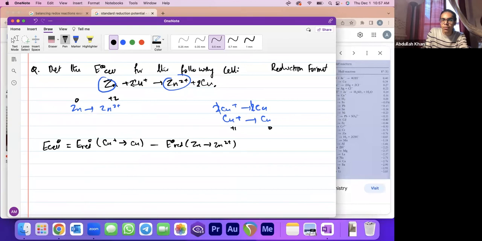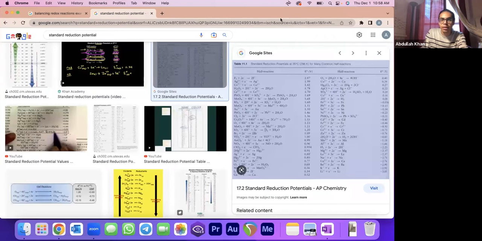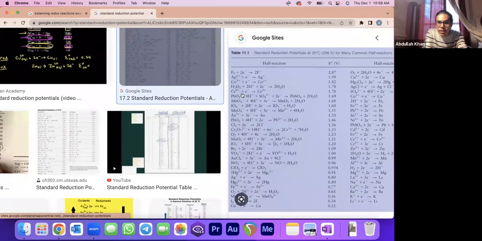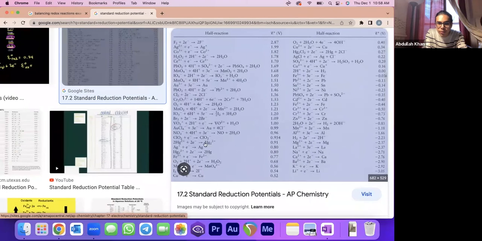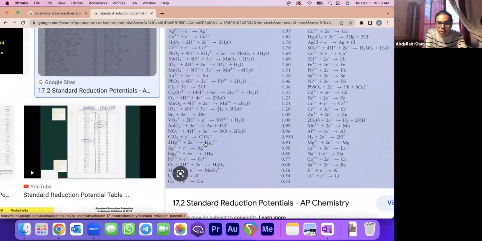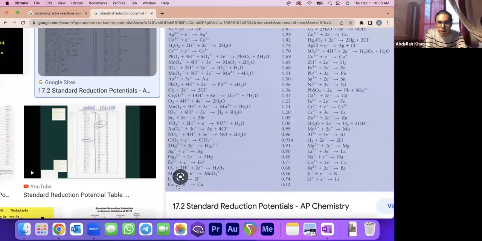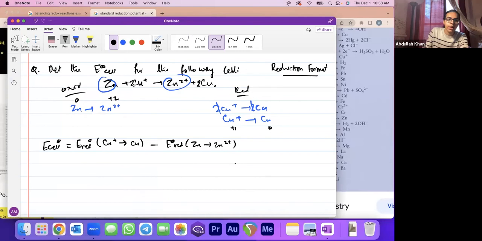So if you're trying to look for a match for your reduction reaction, you'll find an exact copy. So let's look at it. Cu plus becomes Cu. I haven't put in the electrons, but this should be good enough. Where's my copper? Yes, look down here. Cu plus plus electron becomes Cu, 0.52. Great, so I can just go ahead and copy down its value, 0.52 volts.